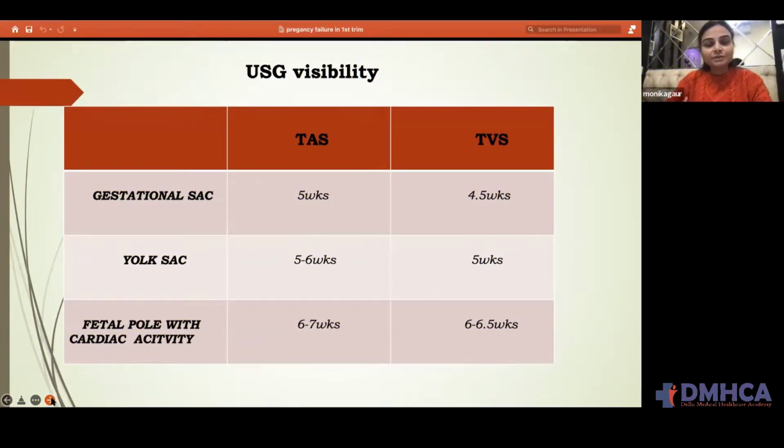So let's talk about the visibility, ultrasound visibility. Very, very important to know. Otherwise, it will be difficult for us to label it as missed abortion or blighted ovum or any other kind of failure of the pregnancy. So gestational sac, if we are doing transabdominal scan, it should be visible by 5 weeks plus minus 1 week, of course, because every woman has its own length of cycle.